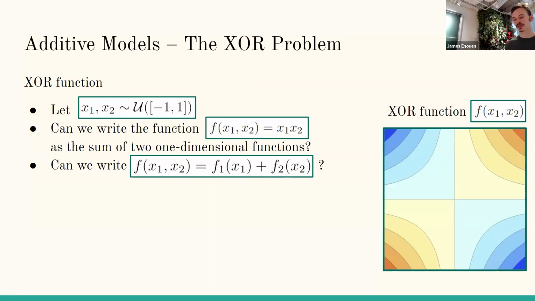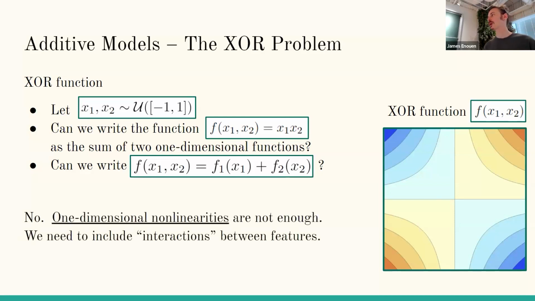And unfortunately, the answer is no. We're not able to do this. And so even if we have as many nonlinearities as we want in one dimension, it won't be enough. And we need to include the interaction between the two features. And so this will be the feature interaction that we're going to spend the rest of the time discussing.